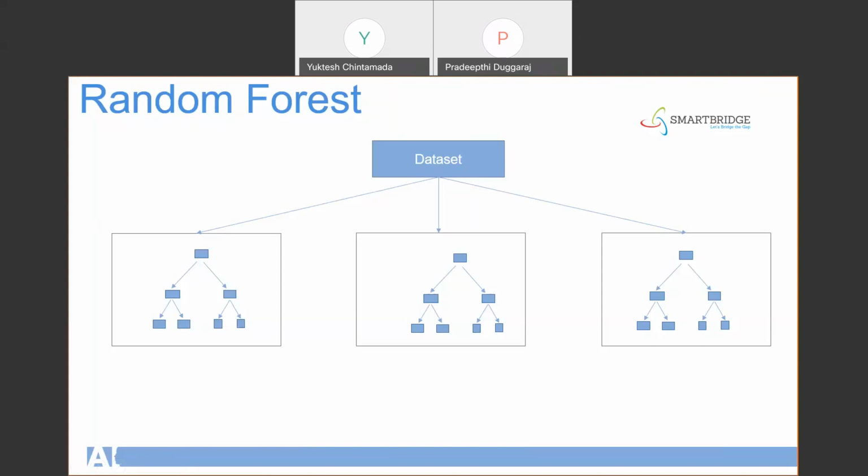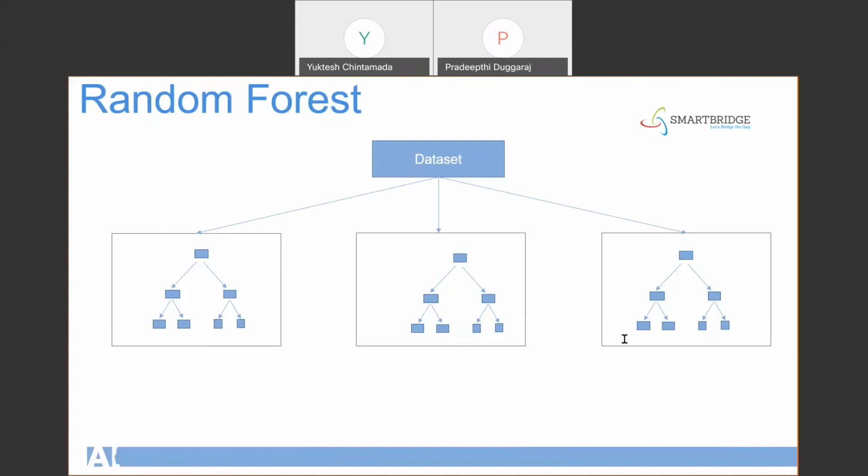Now I will give the inputs to all the decision trees. Let's suppose I gave the day 15 data to decision tree 1. It said he plays, let's suppose. The second decision tree said no. The third decision tree said yes. So the output will be the majority of the decision trees. Out of 3, 2 decision trees have said he will play the game, so yes will be the output of the random forest.